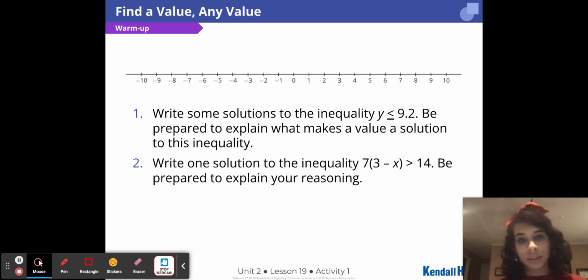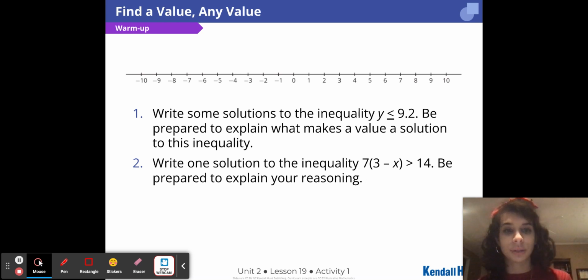Our warm-up: write some solutions to the inequality y is less than or equal to 9.2. Be prepared to explain what makes a value a solution to this inequality. Remember, a solution to an inequality is a value of the variable. So what can you substitute in for y that is going to make that a true statement? What numbers are less than or equal to 9.2?